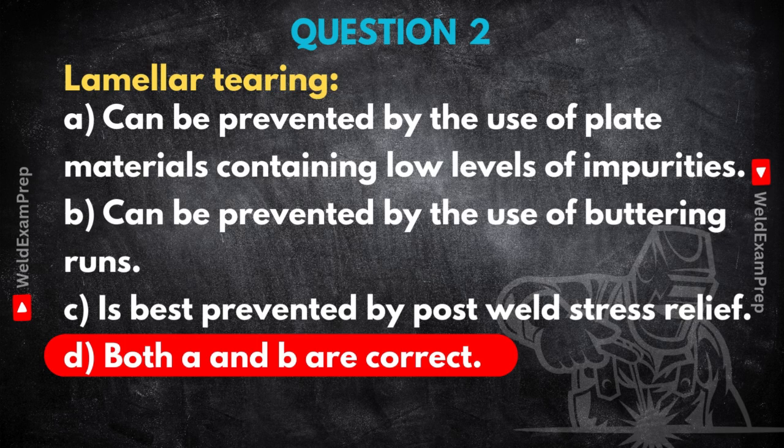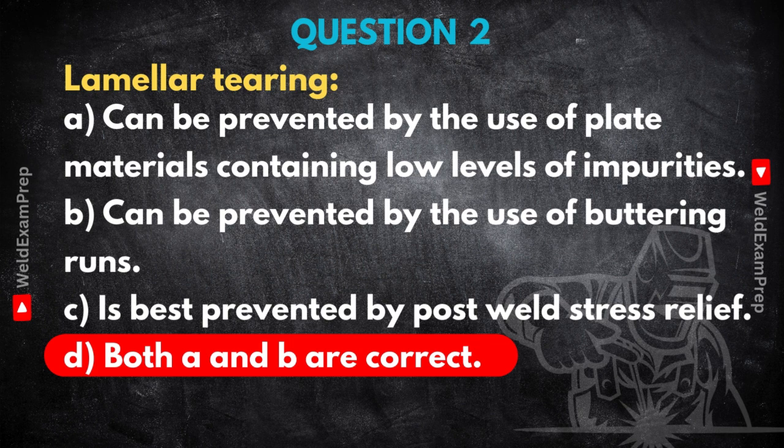Material quality matters. Then option B, buttering runs. That's a procedural fix. You basically lay down a buffer layer of tougher weld metal on the surface before you make the main joint. This buffer absorbs and spreads out the welding stresses, isolating the main weld from that susceptible base metal. Stops the tear from starting. Okay, so one attacks the material, the other the procedure.